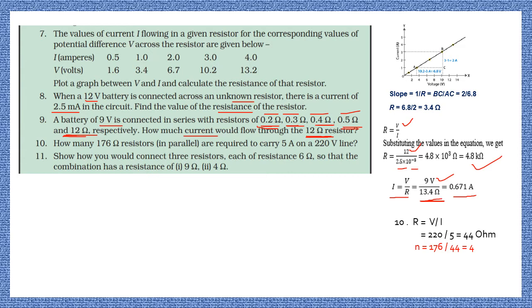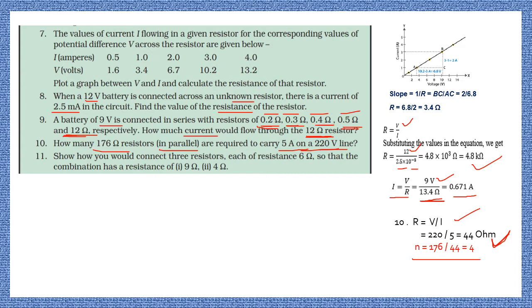And the 10th question is already solved over here. How many 176 ohm resistors are required to carry 5 ampere on a 220 volt line? Okay, it is a parallel connection, fine. Now use Ohm's law. R is equal to V upon I, and V is 220 and current is 5 ampere. So 220 upon 5 is equal to 44 ohm. So for one connection 44 ohm, and total 176 ohm resistors. So to find the number, we calculate 176 upon 44. The answer is 4. Okay.